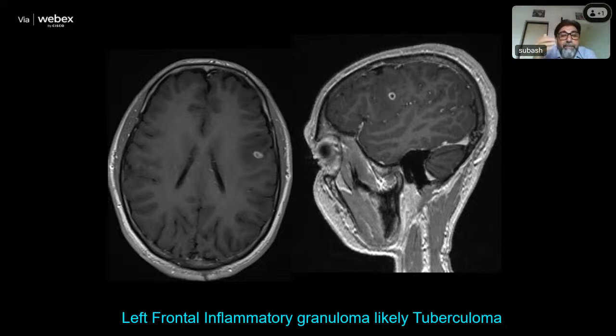But with the advent of MRI techniques, because it has a very characteristic appearance in the brain. It is a bright ring with a dark scolex in between, in the center. It is a very prominent appearance.